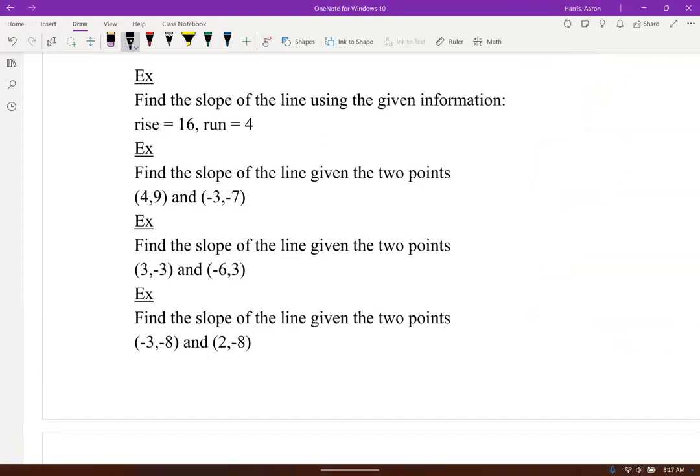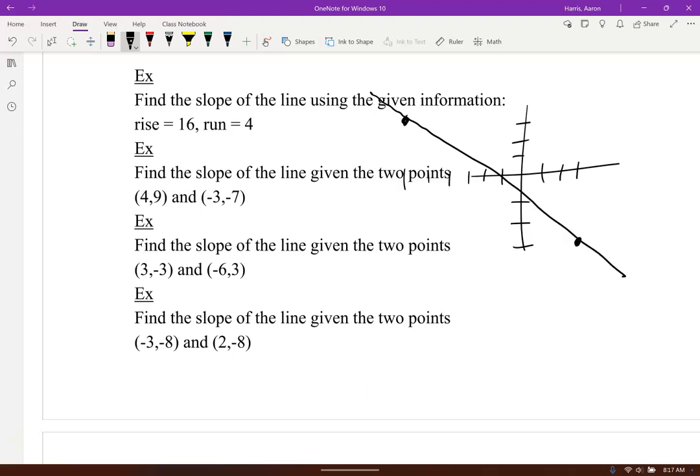Now, second set of points here, we got 3, -3, and -6, 3. So notice this slope is going down to the right.